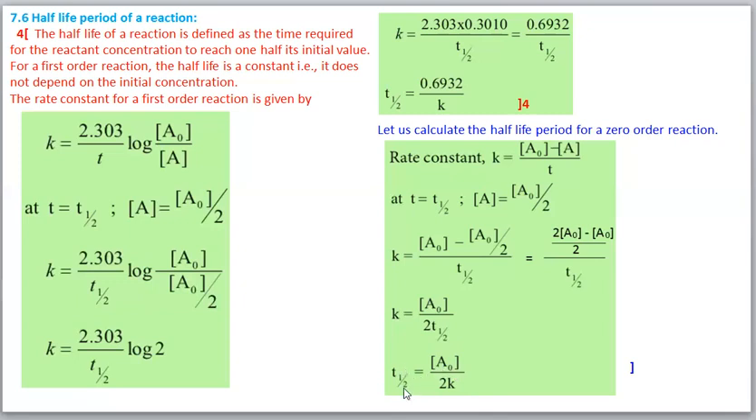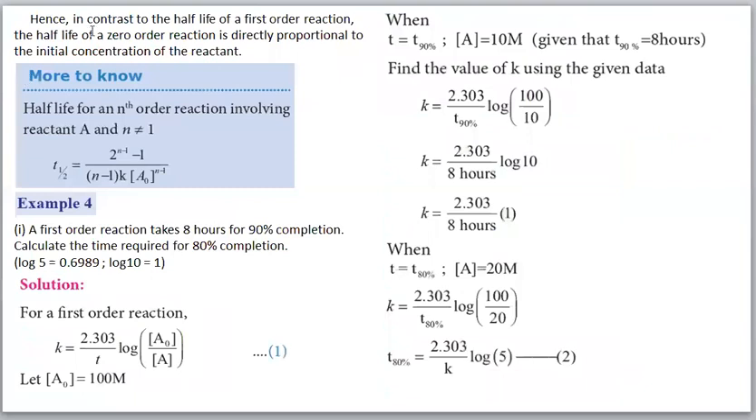Then you see here, half-life period is T half, and here A0 is the initial concentration of reactant. So half-life period is directly proportional to the initial concentration of the reactant. When the initial concentration of reactant increases, the half-life period also increases for a zero order reaction. Hence, in contrast to the half-life period of a first order reaction, the half-life period of a zero order reaction is directly proportional to the initial concentration of the reactant.